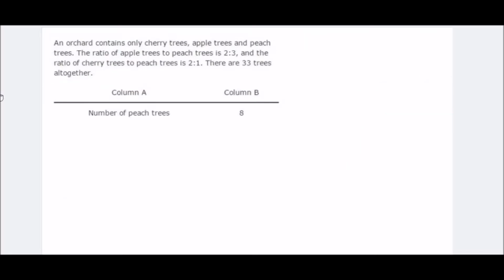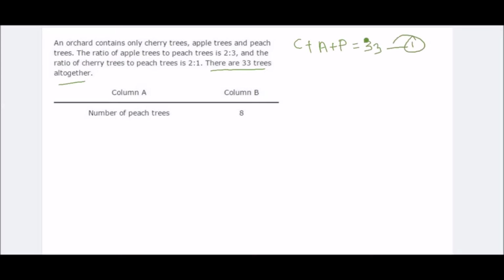So here is our third question. An orchard contains only cherry trees, apple trees and peach trees. So there are three types of trees available here: cherry tree, apple tree and peach tree. The ratio of apple trees to peach trees is 2:3, and the ratio of cherry trees to peach trees is 2:1. There are 33 trees in total. So in column A we have to find the number of peach trees. From the question, first analyze that there are 33 trees together. Let's consider cherry trees C, apple trees A and peach trees P. The total becomes 33.